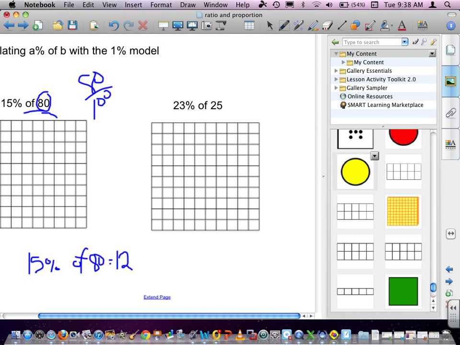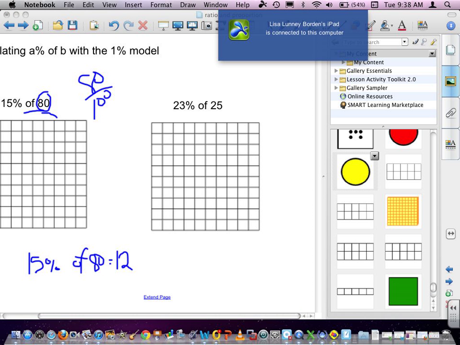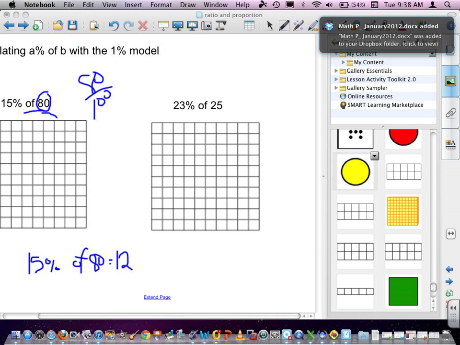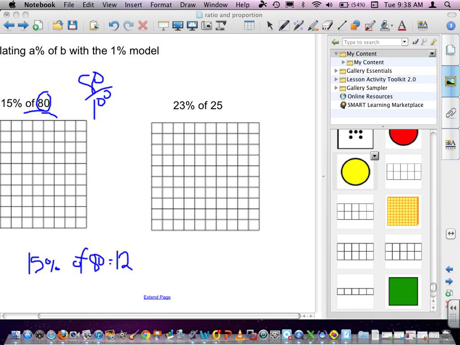Can you do the next example? Of course. Okay, so let's think about the next one. What would a row represent in the next one? If the whole thing is 25, what does a row represent, or a column?